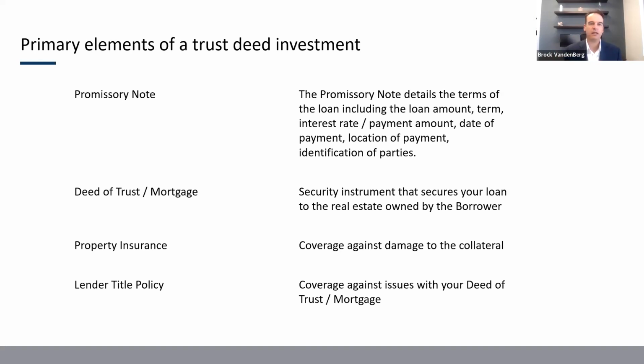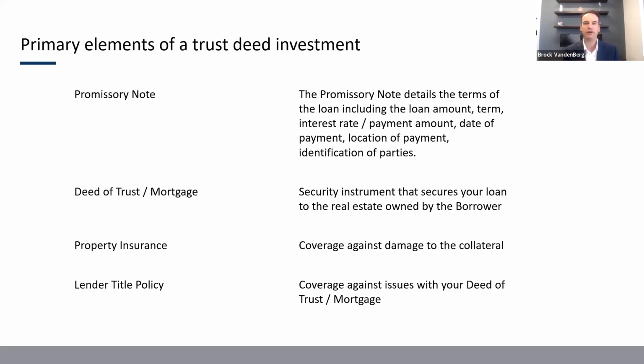Okay. You've got property insurance. This is really important. Okay. You're using for example, a house as collateral for your loan. Well, you want to make sure that the house is insured should there be any damage to the property.